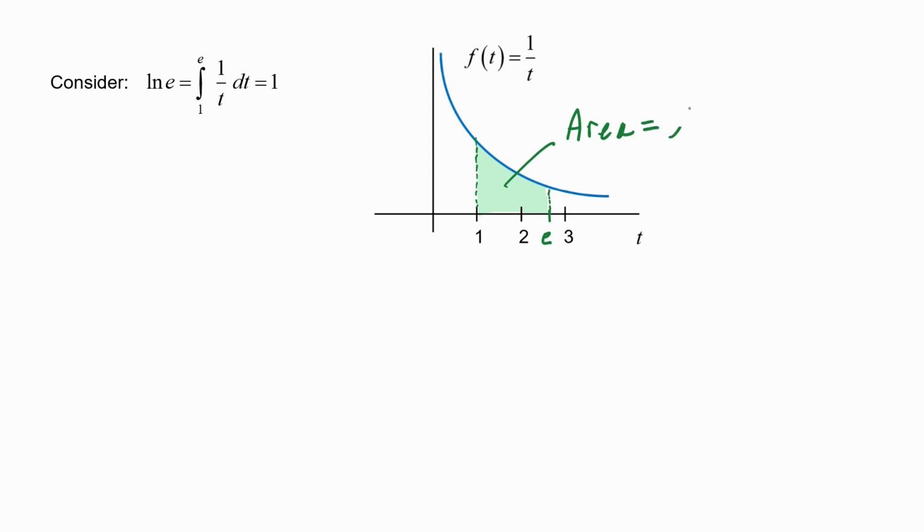And we know that the natural log of e is equal to 1. And just be reminded that natural log of e is log base e of e. And anytime the base matches the argument, you know the result is 1.